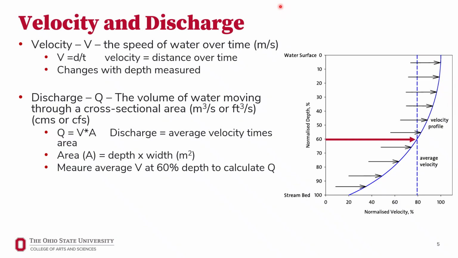The units for discharge are meters cubed per second, which is often written as CMS. The imperial units are feet cubed per second, which is often written as CFS. For this class, we will only be using the metric units, meters cubed per second. As a reminder, the area is calculated as depth times the width of the sampled area and has units of meters squared.